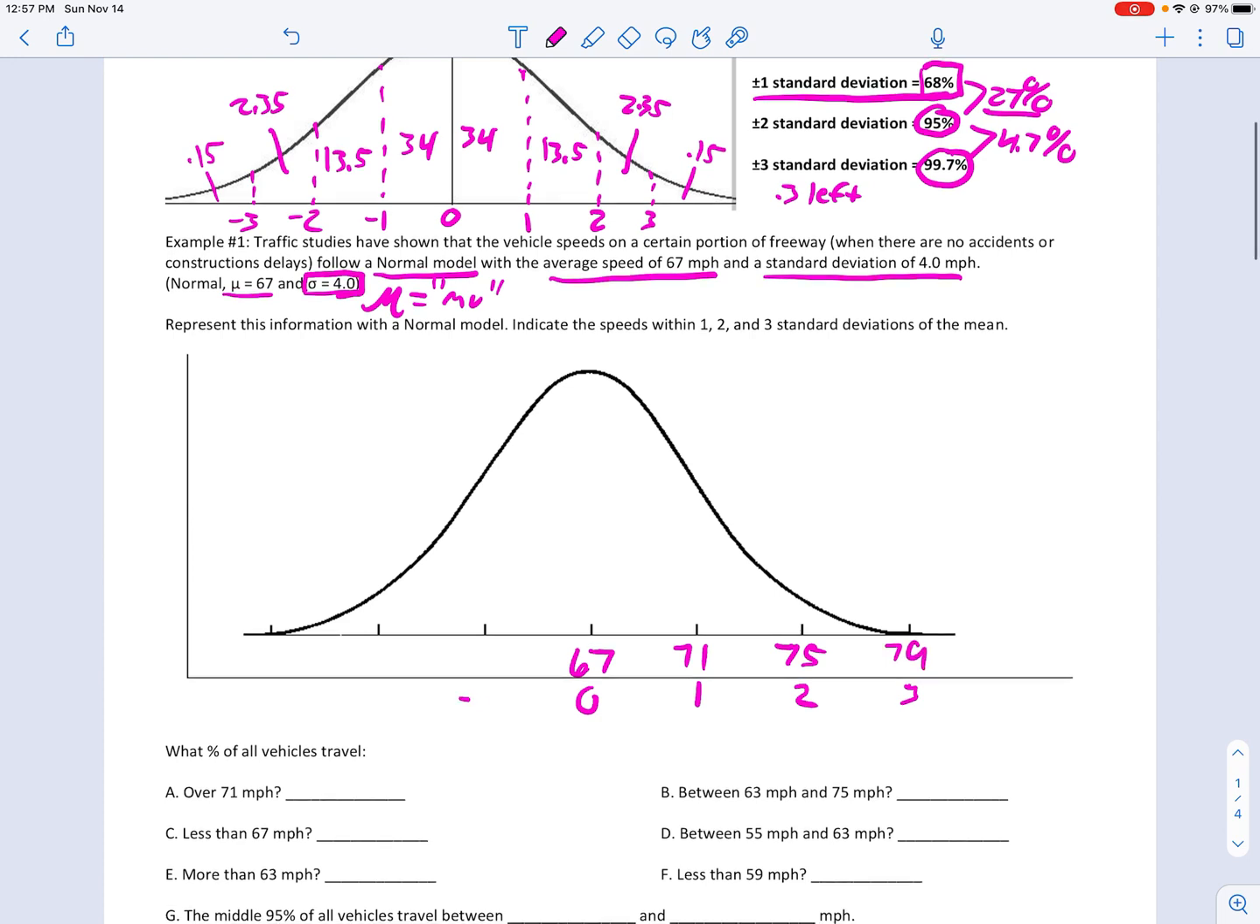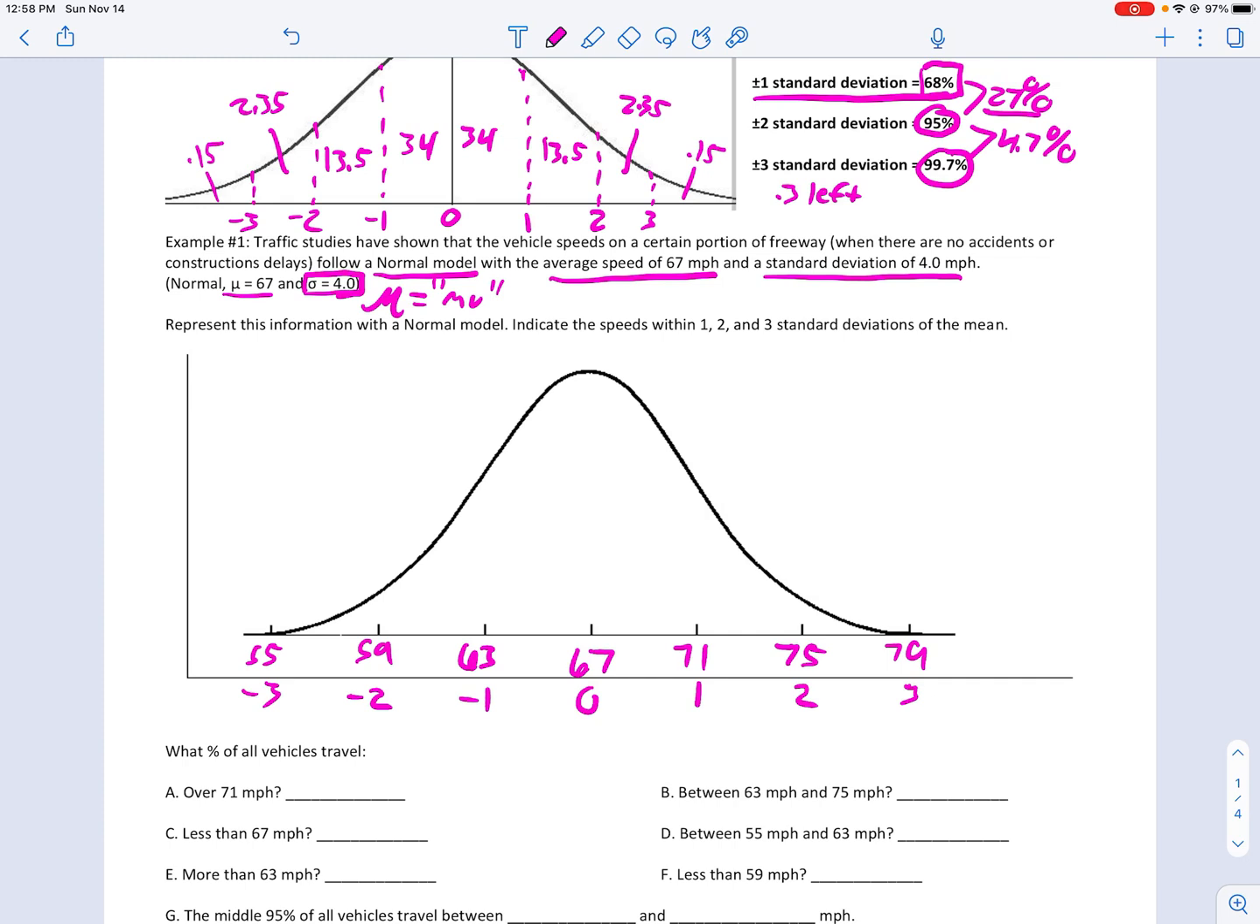If you're 1 standard deviation below the mean, the -1 means below, you'd be 4 miles per hour slower, so 63. If you're 2 standard deviations below the mean, so -2, the minus just means below, positive means above, then you'd be at 59. And if you're 3 standard deviations below the mean, you'd be at 55. So the numbers adjusted because of the problem. Our average is 67, so that's why 67 is in the middle. These are increasing by 4 because the standard deviation is 4.